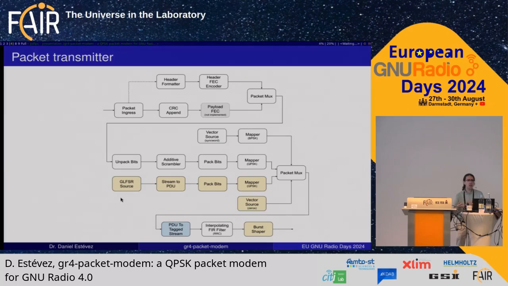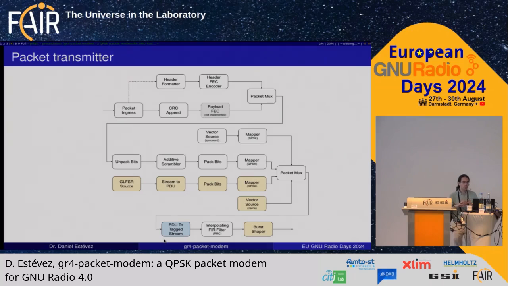These things in yellow are only present in burst mode, so all of this is about the tail at the end of the packet for the ramp down sequence. And then you have these packet muxes to group all the symbols together. This thing in blue is for stream mode.